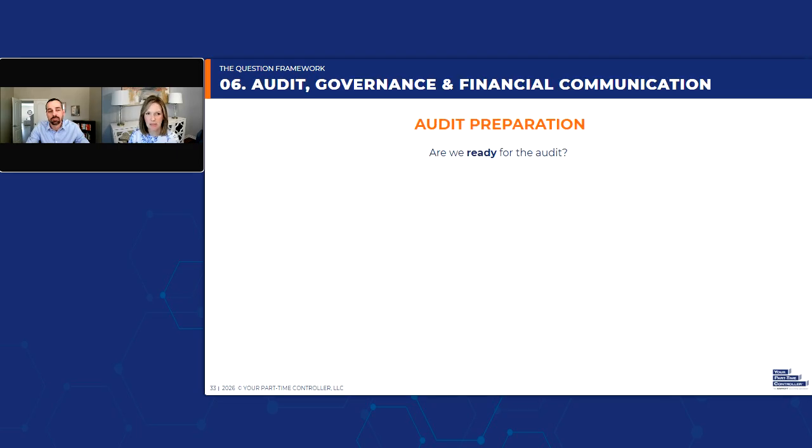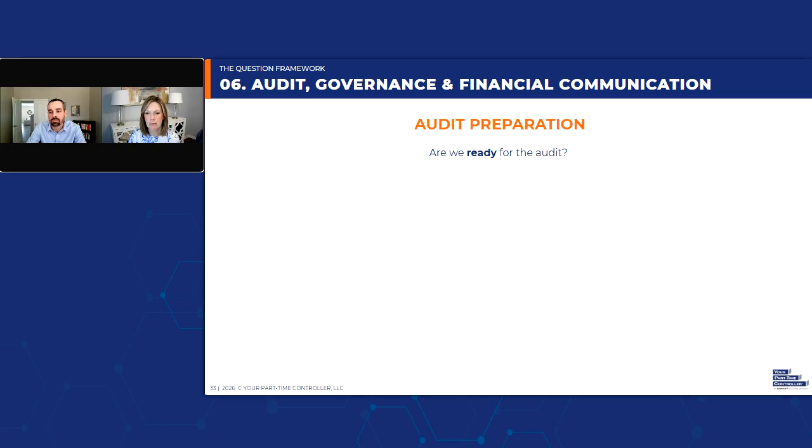Our sixth and final area is audit, governance, and financial communication. Audit readiness is not an annual scramble, at least it shouldn't be. It reflects the strength of your financial records, documentation, processes, internal controls, and governance communication all year long. So when a leader asks, are we ready for the audit?